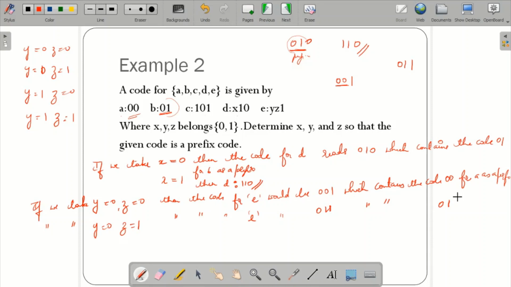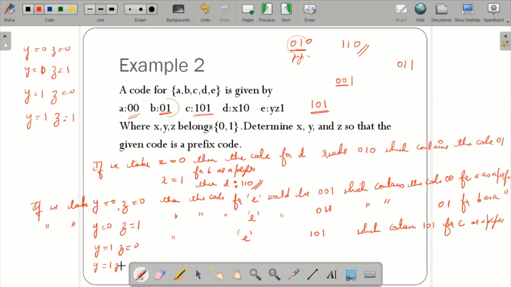Again, if you take Y equal to 1 and Z equal to 0, then it would be 101, which is C itself. Then the code for E would be 101, which contains 101 for C as a prefix. So these three possibilities are not possible. So Y equal to 1 and Z equal to 1, the code for E would be 111. You don't have any prefix.